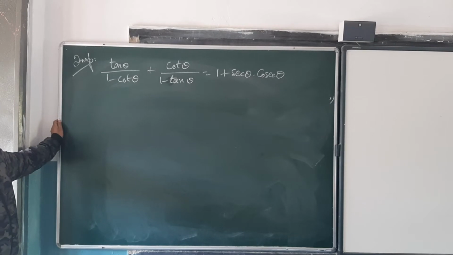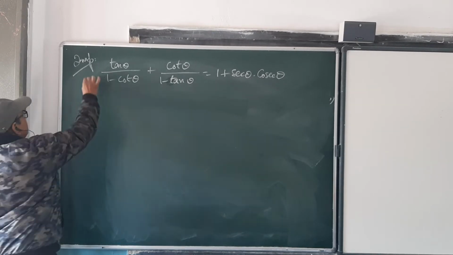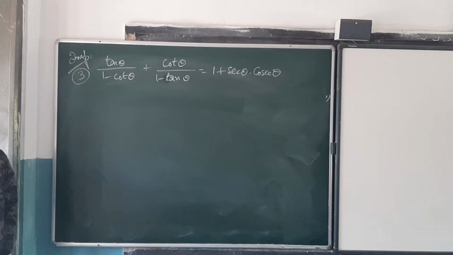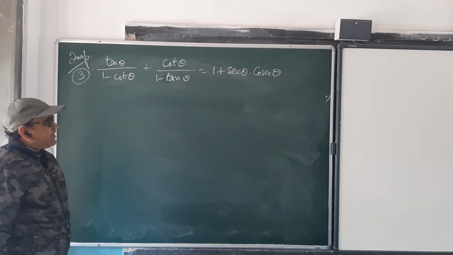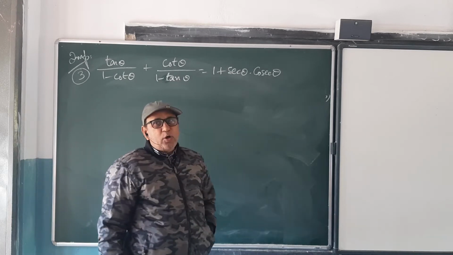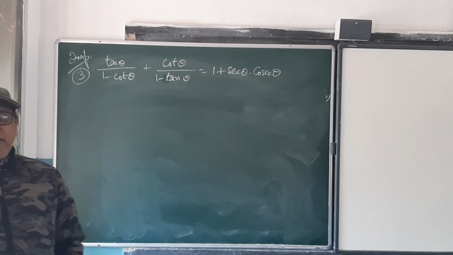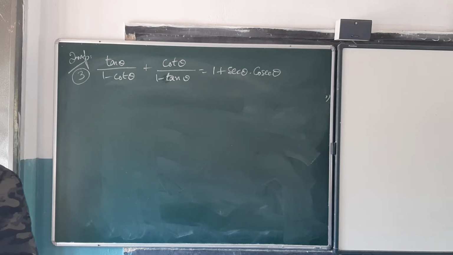So now come to question number 3, and this is very important. The question is: tan theta upon 1 minus cot theta plus cot theta upon 1 minus tan theta equals 1 plus sec theta into cosec theta. That you have to prove. This is one of the important questions. Alternate years it is coming in the board examination.